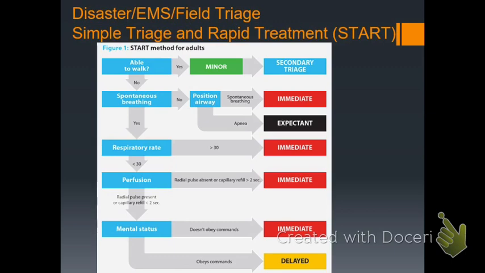Radial pulse is present. They are talking and crying. You ask them, can they move? And they say, no, they don't think so. Can they feel their feet? No, they don't think so.